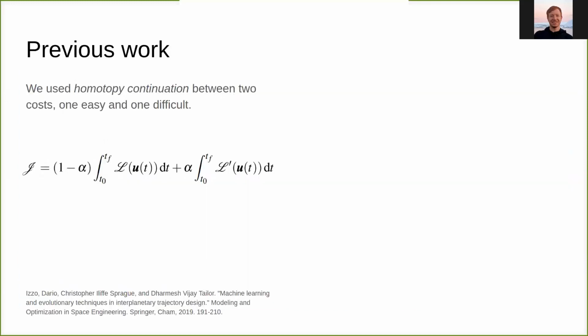In our previous work, we generated training data for imitation learning by solving several trajectory optimization problems using homotopy continuation between two control costs. One easy to solve, which for example could be a quadratic cost, and one difficult to solve, which could be an absolute value cost, which often results in a difficult to approximate bang-bang control sequence.